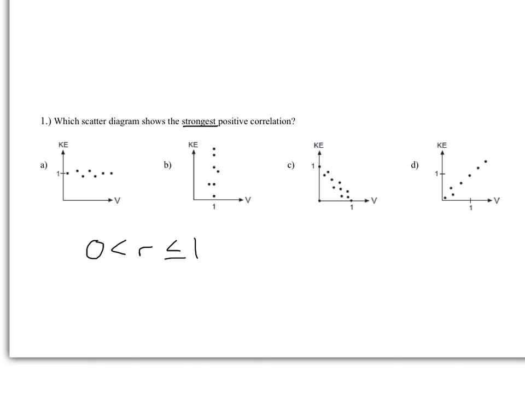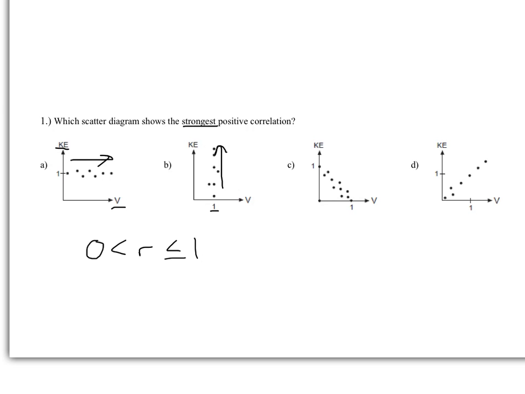Let's look at A. Here it almost looks as if as my V increases, my KE is staying constant. It almost looks like it's just going along a horizontal line. So I don't want to call that a positive correlation. What about B? As my KE increases, it looks like my V just stays the same. It looks like it's hanging out just at that 1. That would be similar to a vertical line. So we still haven't found a positive correlation yet.